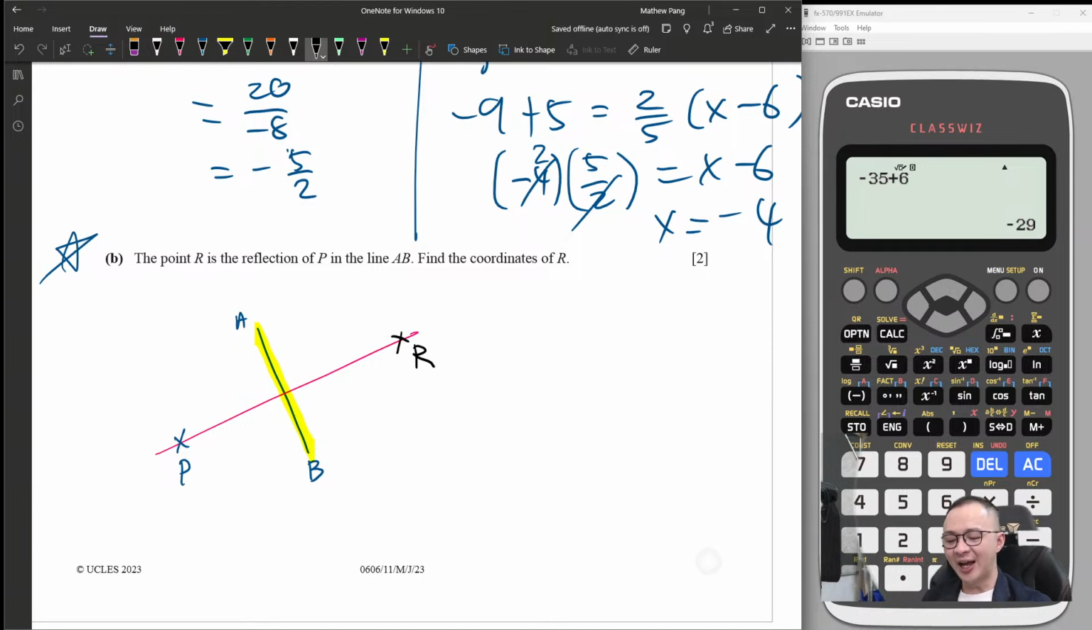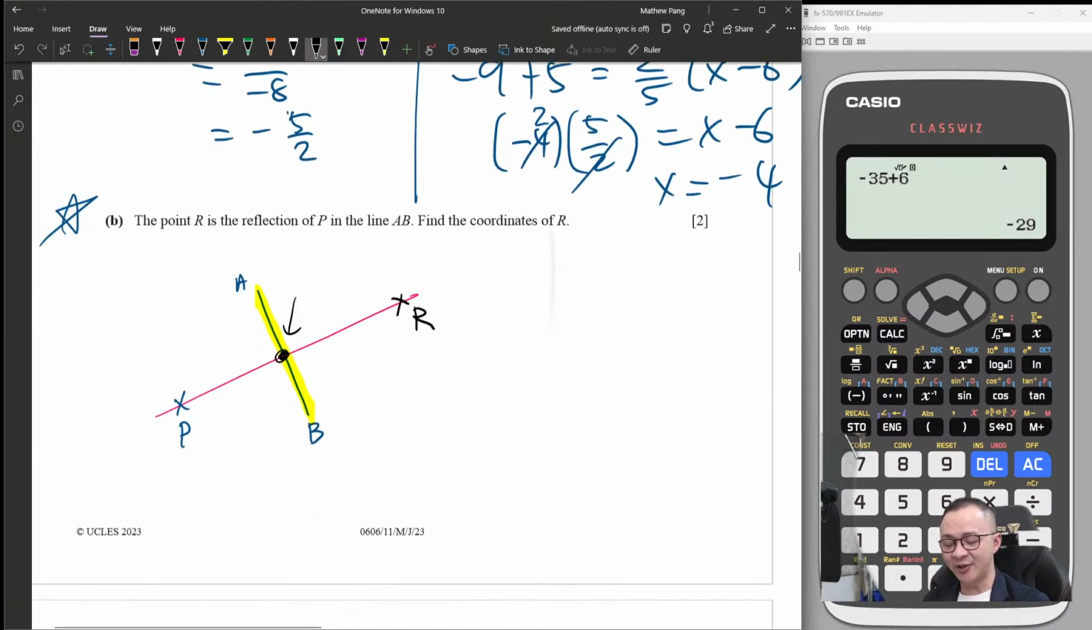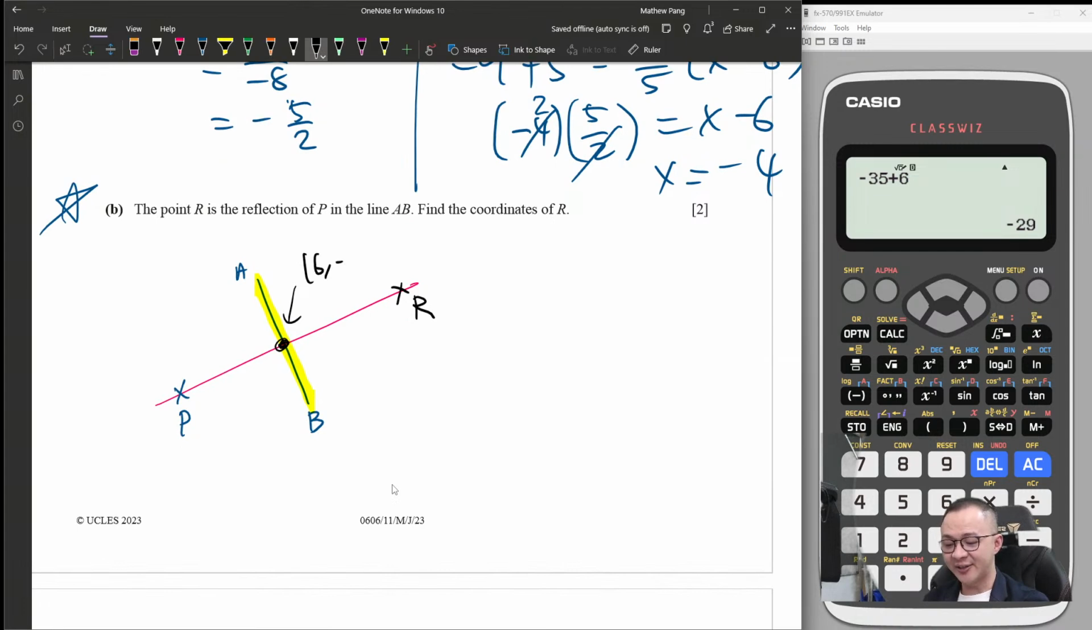And then you realize for P and R, they will share the same midpoint, which is the midpoint of AB, which we just found, (6, -5). So (6, -5) will be the midpoint of P and R. Now I have P, which is (-4, -9). R is unknown, it's (x, y).